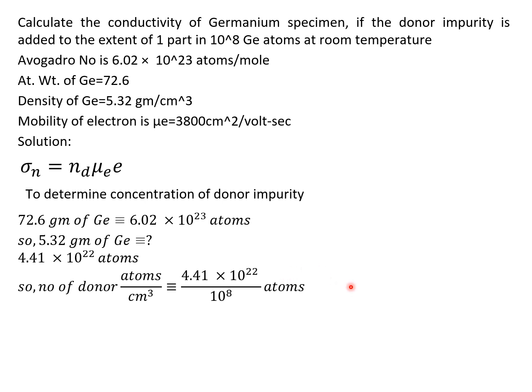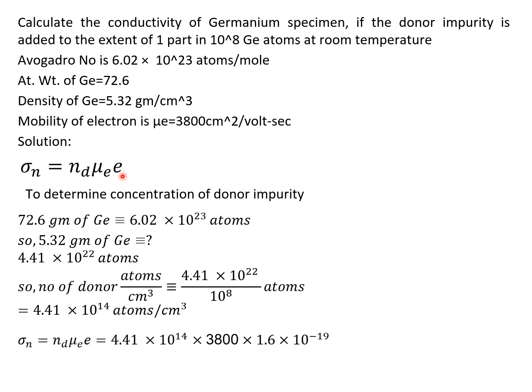So the donor concentration comes out to be 4.41 into 10 raised to 14 atoms per centimeter cube. So now we know everything in this formula. ND we have calculated using Avogadro number. Mu E, which is mobility, is given. E is the charge of electron. Now we can put the values as shown in this step. We have put the values and we can calculate the conductivity of this germanium specimen to be equal to 0.268 mho per centimeter.